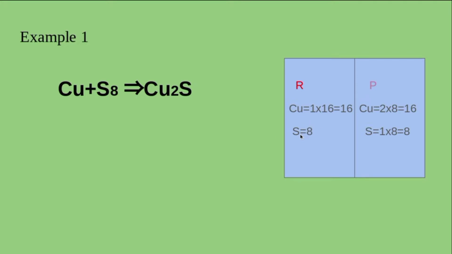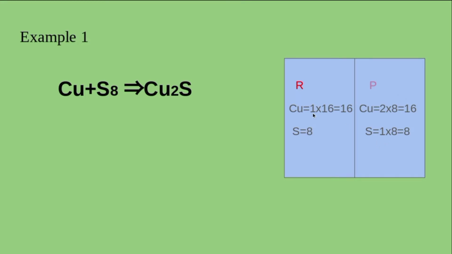First, we're going to work with the sulfur. If we have 8 sulfurs on the reactants, we're going to need 8 sulfurs on the products. Luckily, we have only 1 sulfur on the product, so 1 times 8 is going to give us 8. Now both the sulfurs are balanced.